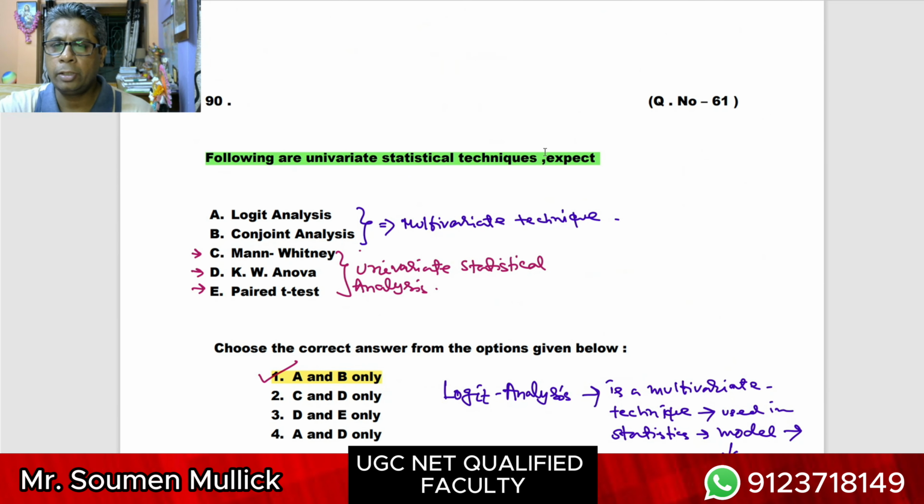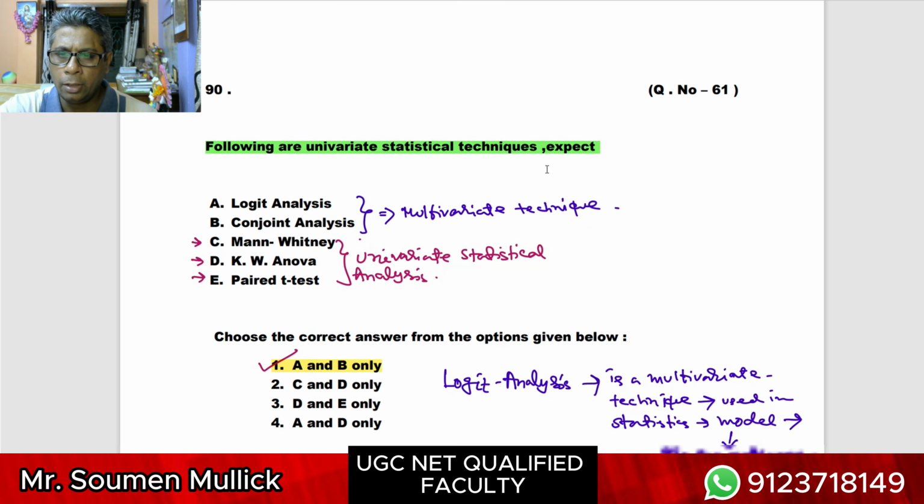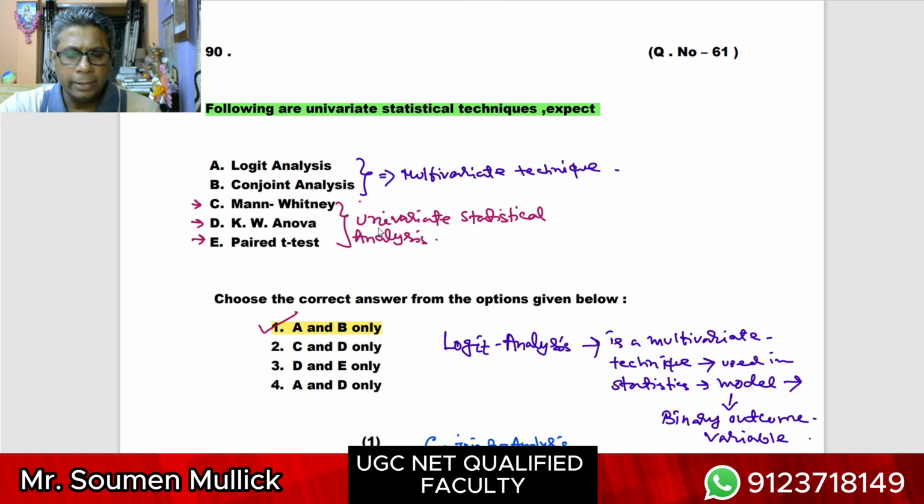Our next question: the following are univariate statistical techniques. Question number 61, univariate statistical technique. Mann-Whitney test, Kruskal-Wallis, ANOVA and t-test are univariate statistical analysis. Which are univariate statistical techniques? Except logit analysis and conjoint analysis, which are multivariate techniques.